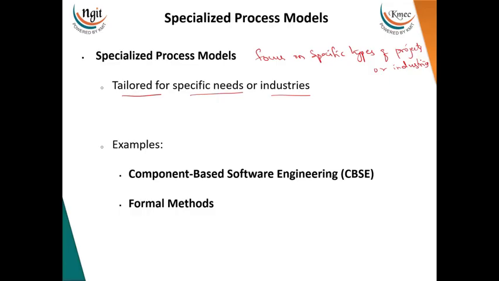Clear? And we'll just try to understand this specialized process model using examples. So the main point is the specialized process models are tailored for specific needs of specific industries. So let us talk about these examples. First one is component based software engineering, right? We say this as CBSE or CBD sometimes. And second example is about formal methods. So what are these exactly?